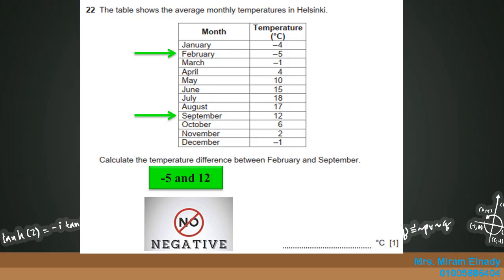So difference cannot be negative. This also will be difference in distance, difference in length. You cannot have a difference using negative numbers. Difference in temperature will be adding 5 plus 12. It will be 17, and that's it. Ignore the negative in this part.